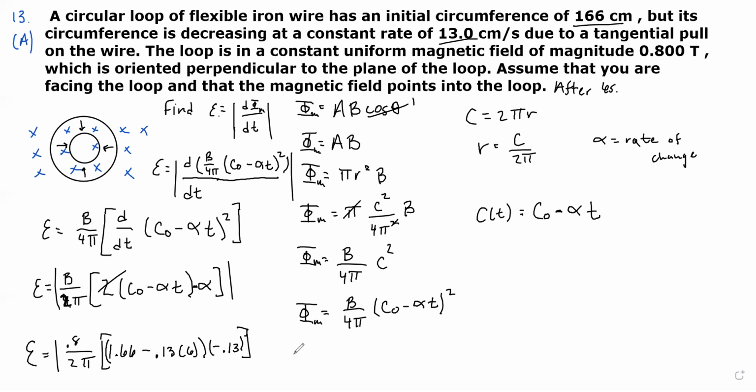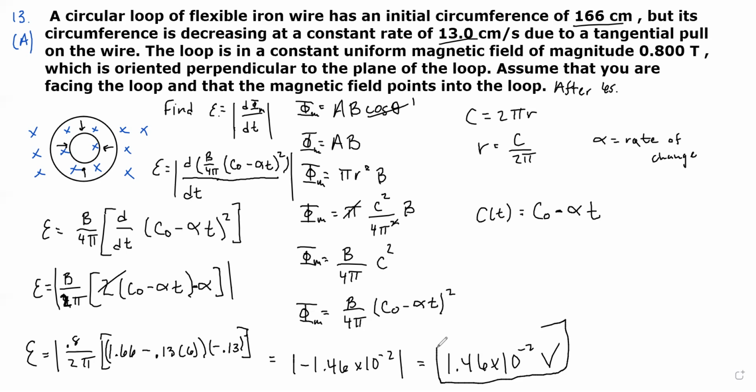If we do that math, it should check out and give us the EMF of 1.46 or something like that. Do I have it here still? Yeah, absolute value, negative 1.46 times 10 to the negative second. Absolute value means the negative goes away, so we just get 1.46 times 10 to the negative second volts, because we are solving for an EMF.